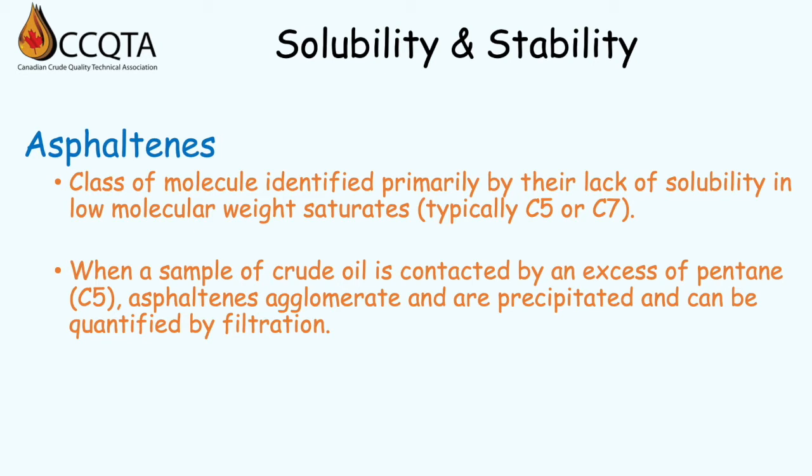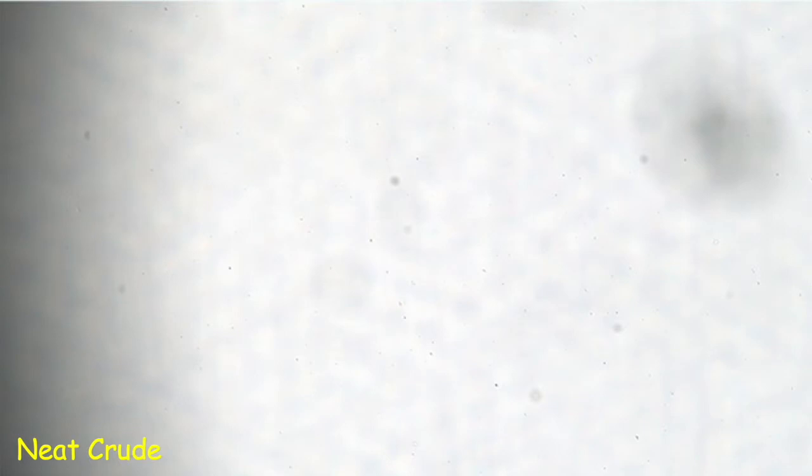When a sample of crude oil is contacted by an excess of pentane or heptane, asphaltenes are destabilized, agglomerated, and then precipitated, which allows them to be quantified by filtration. The following microscope images show the quantity and agglomeration properties of asphaltenes when a heavy oil is contacted with C7. This is a crude prior to heptane addition. This is the same crude with a 4:1 heptane addition.